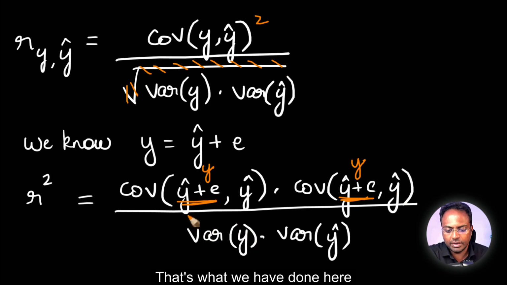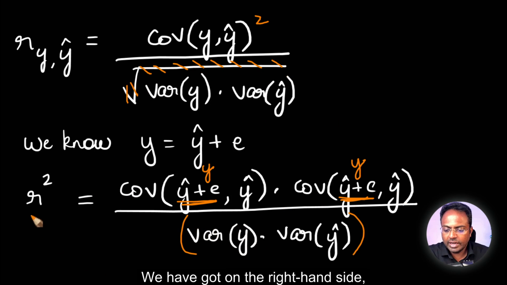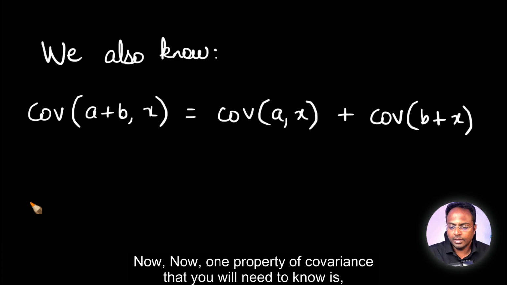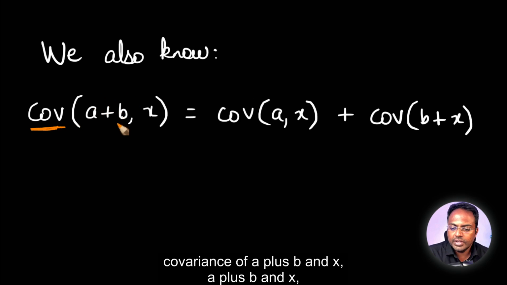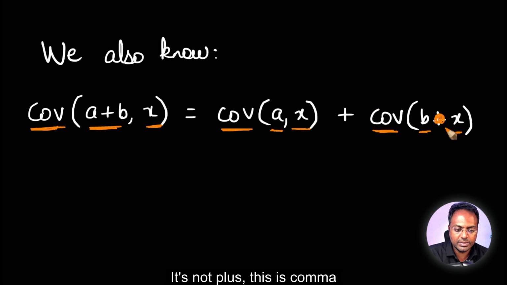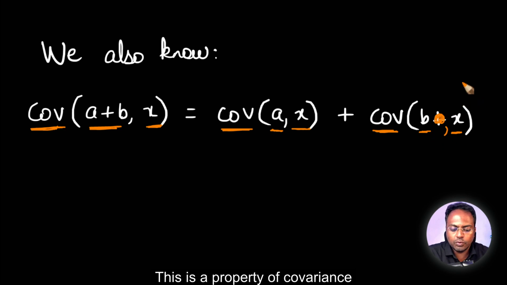Right, that's what we have done here. On the left-hand side, we have the correlation square. Now, one property of covariance that you will need to know is that the covariance of (a plus b) and x can be broken down into the covariance of a and x plus the covariance of b and x. It's not plus, this is a comma. This is a property of covariance.